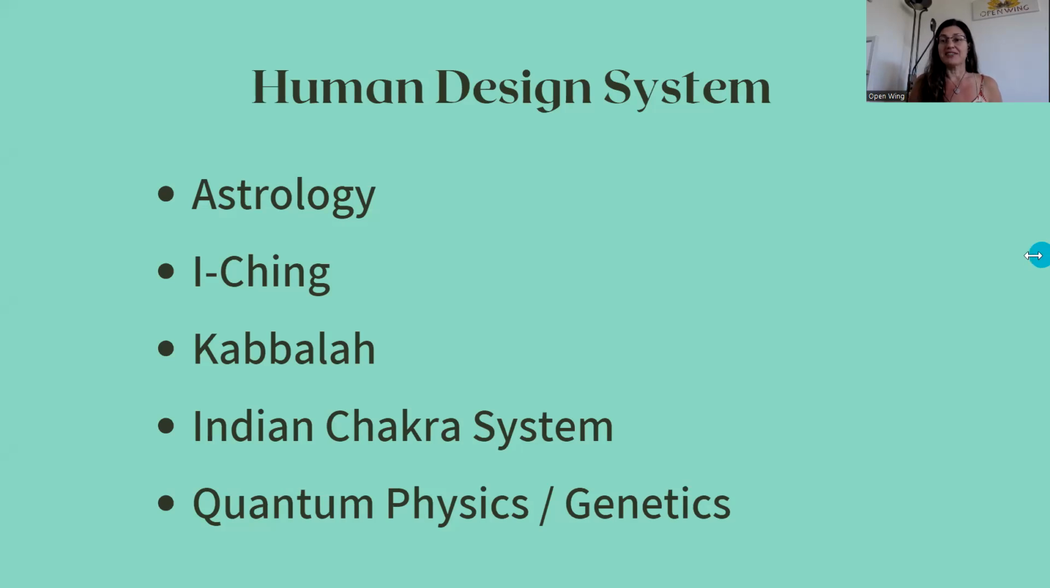Now, the human design system is an amazing system that incorporates astrology, the I Ching, the Kabbalah, the Indian chakra system, and quantum physics, giving us an amazingly correct overview of our exact energetic blueprint and how we are designed to dance with the universe here.